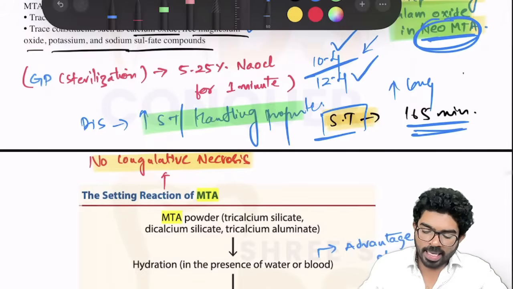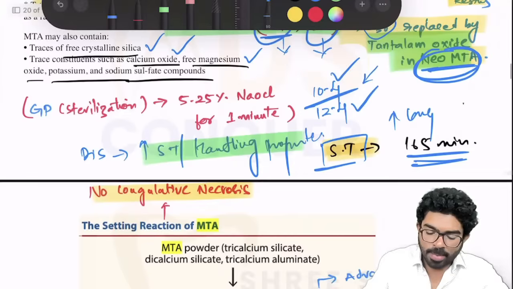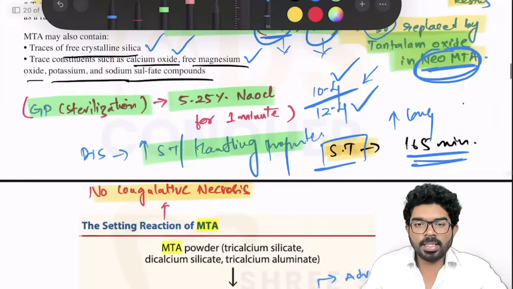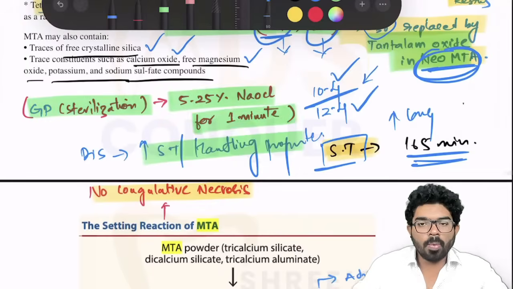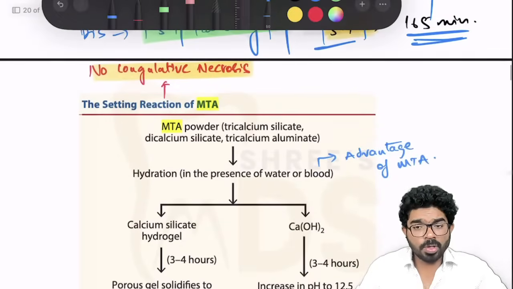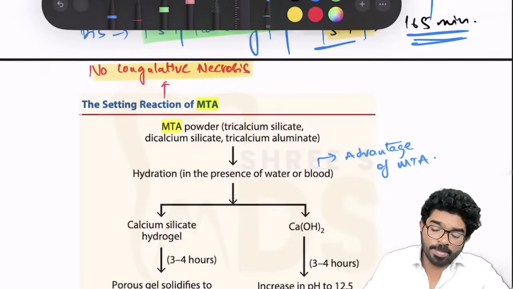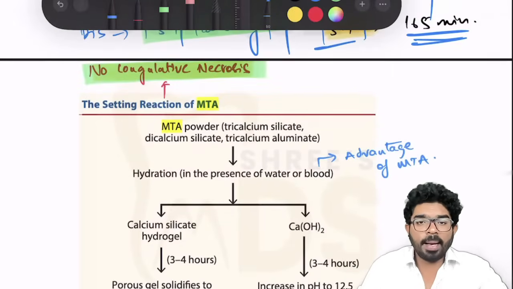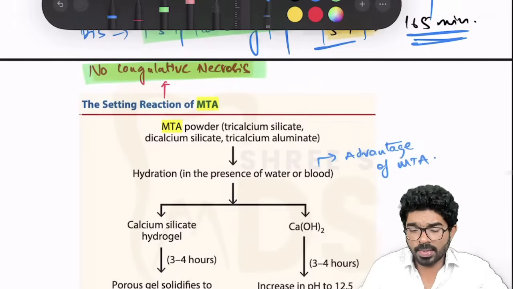How am I going to sterilize the gutta-percha? I'm going to sterilize the gutta-percha with 2.5% NaOCl for about 1 minute. Okay, so now I told you when I was talking about calcium hydroxide, the biggest difference between calcium hydroxide and MTA is that there is no coagulative necrosis associated with MTA, whereas coagulative necrosis can be seen with calcium hydroxide as a response whenever it is placed on the pulp.